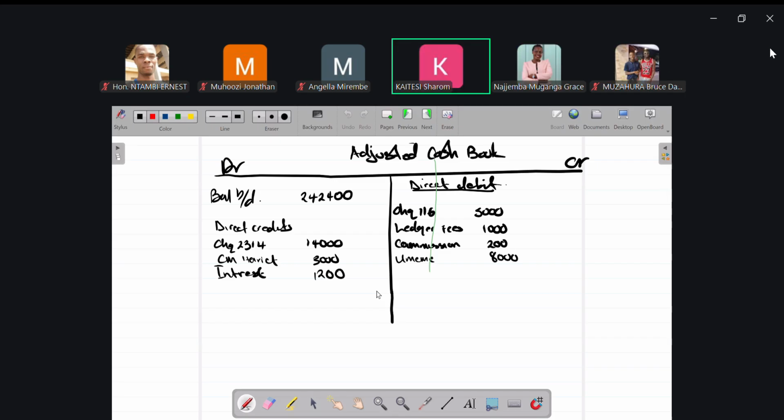Madam, you mean if we had this balance carried down on this side, the debit side, we would have put it on the other side, on the adjusted cash book, we would have put it on the credit side? Yes.